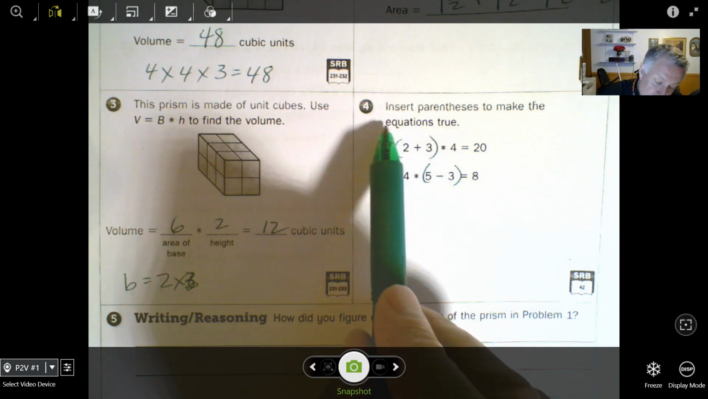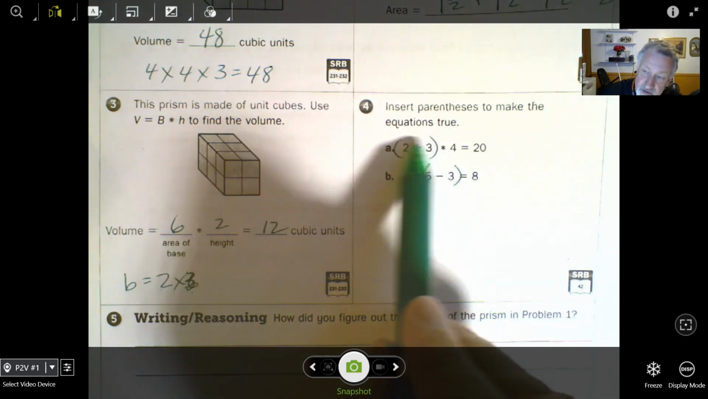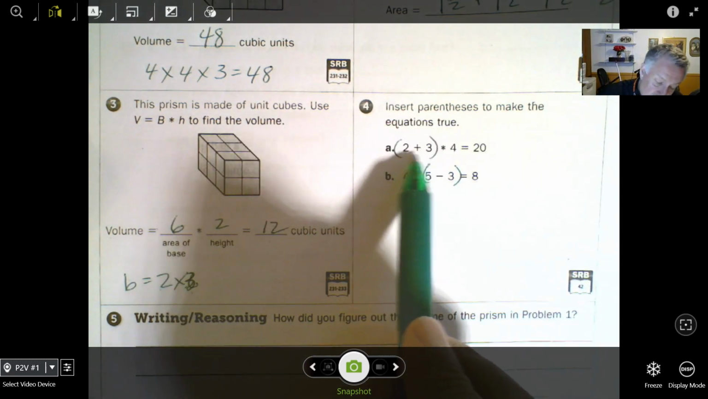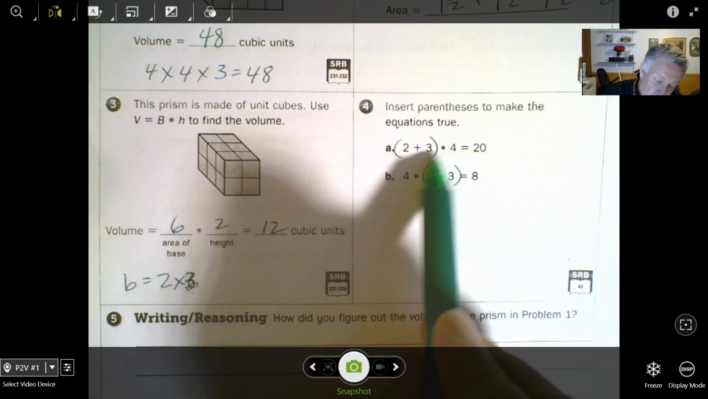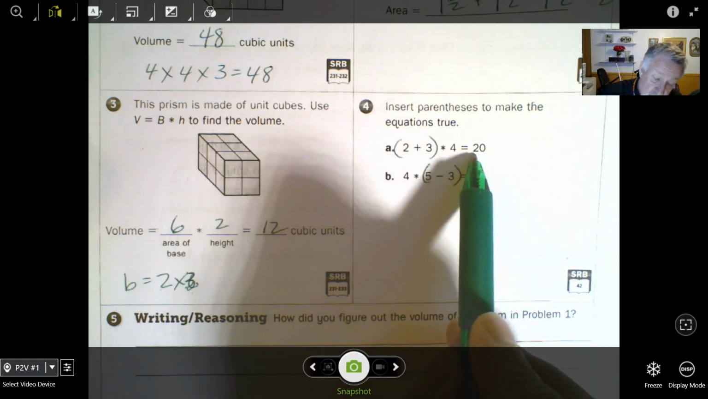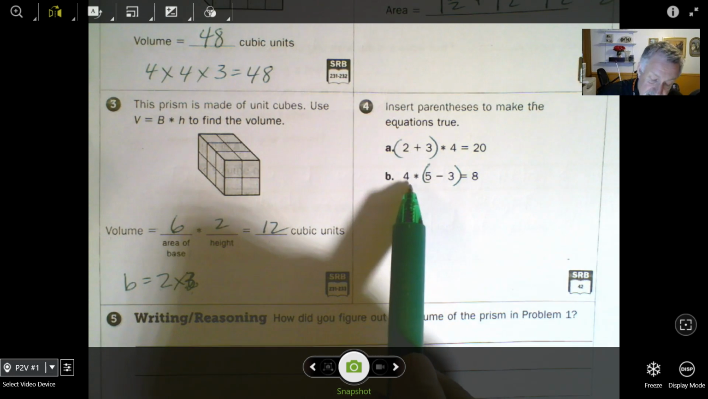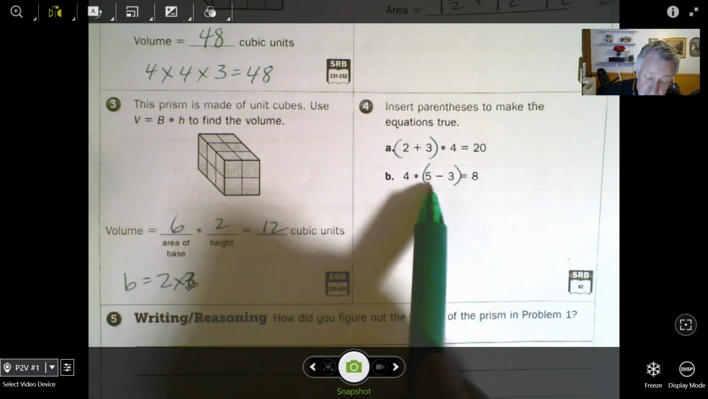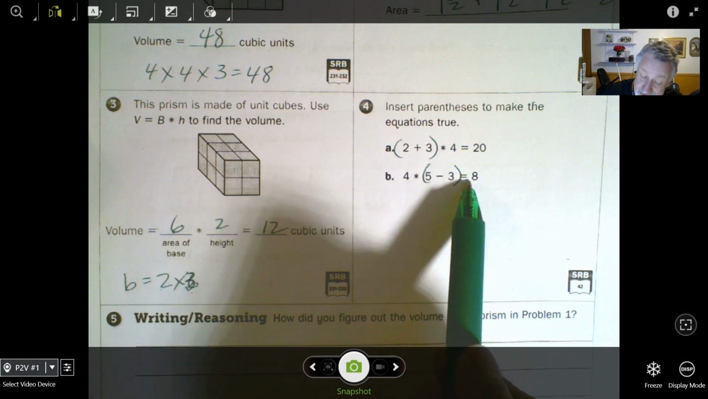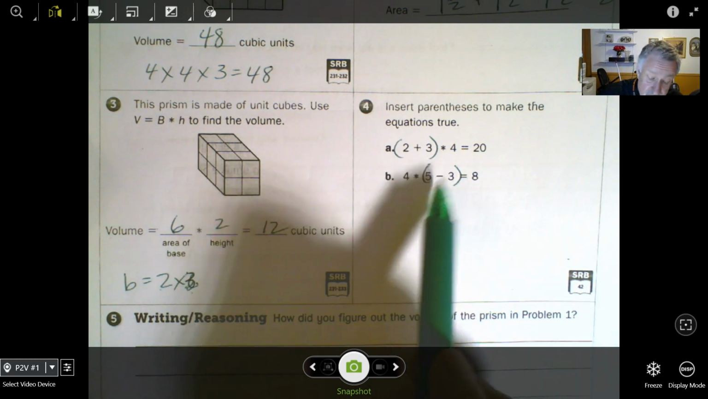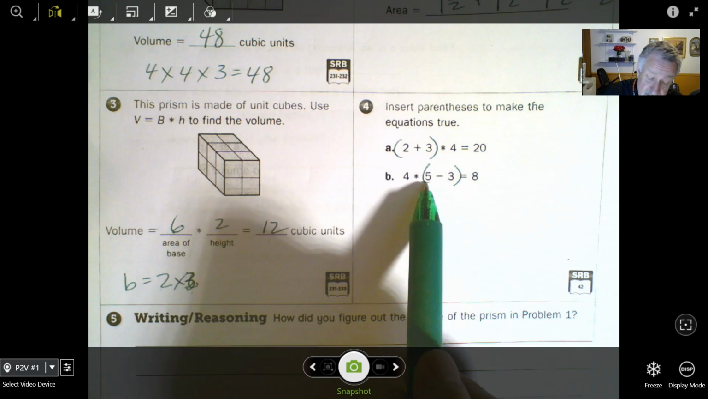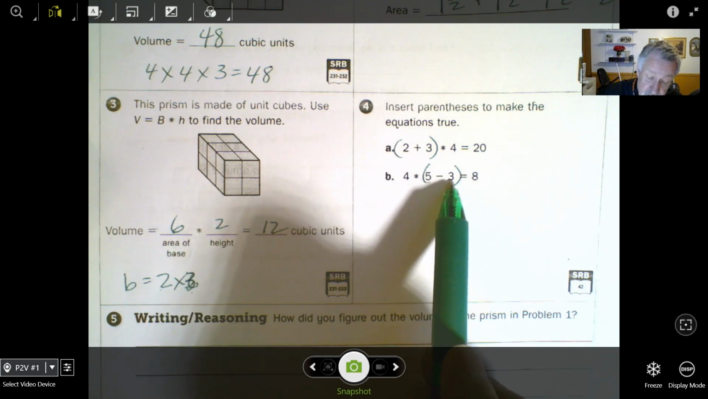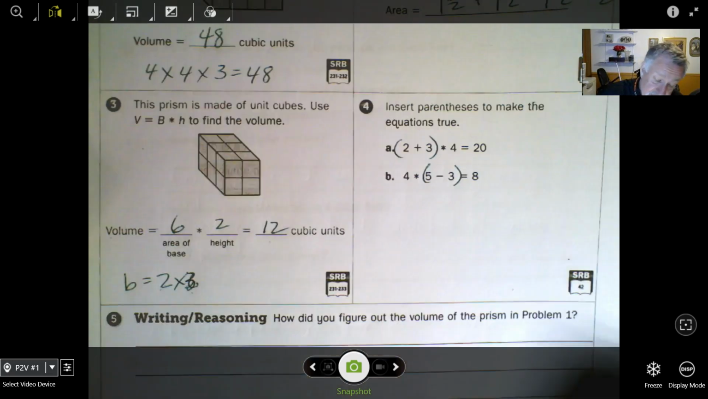Number 4, insert parentheses to make the equations true. Well, 2 plus 3 is 5, and if I do that first and multiply it by 4, I get 20. In this case, if I multiply first, if I put the brackets around the 4 and the 5, I get 20, and 20 minus 3 is not 8. So if I put my parentheses at the end and do this first, 5 minus 3 is 2, and 2 times 4 is 8.